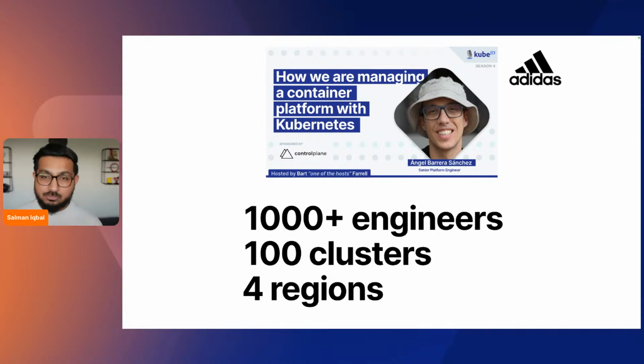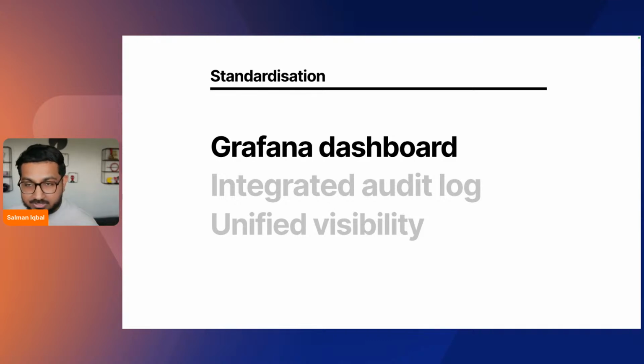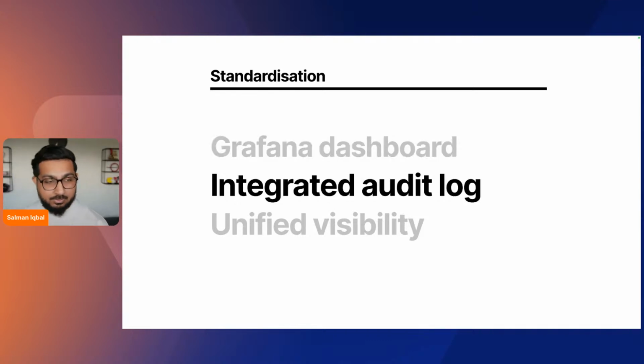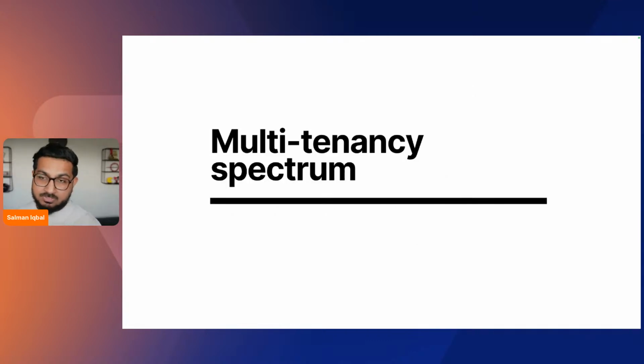But that's what they're doing at scale. One of the things that stood out to me in this podcast is that when working at scale, Angel said the best thing for them to do was to have standards, and everything just became much easier. Onboarding, running, debugging, they just defined standards. For example, everybody was going to get Grafana dashboards, and they're going to have integrated audit logs. Anybody does something, it gets audited. And everybody will have a single pane of view. Everyone can see what's happening in their cluster, in their application. That's the standardization. That's important, because that's how Adidas does it at scale.